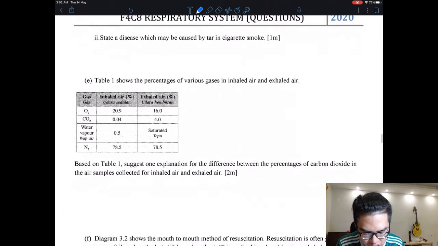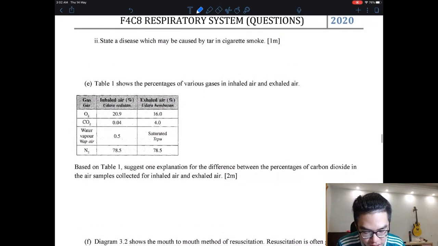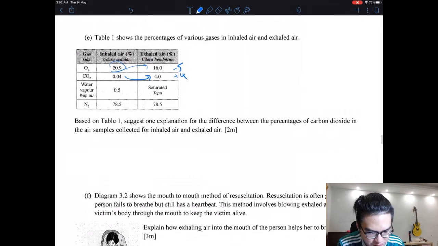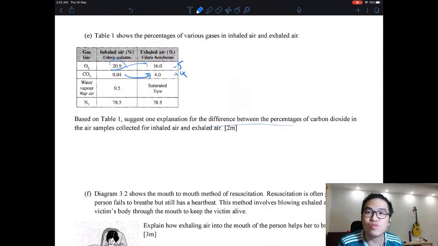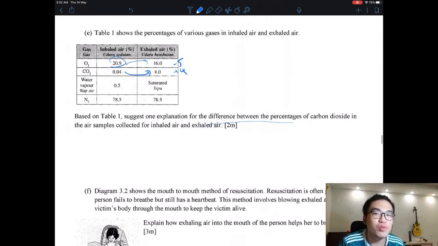Okay, so can you see oxygen in air is around 21. When it is exhaled, okay, 5% less, and then CO2 is again 4% more. Okay, so roughly the same. Suggest one explanation for the difference between percentage. Okay, why is CO2 increased? Okay, due to cellular respiration. It's a byproduct, or a product, of cellular respiration.